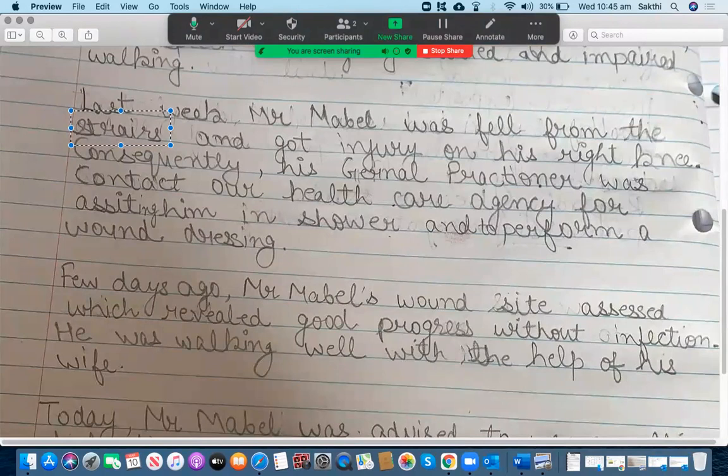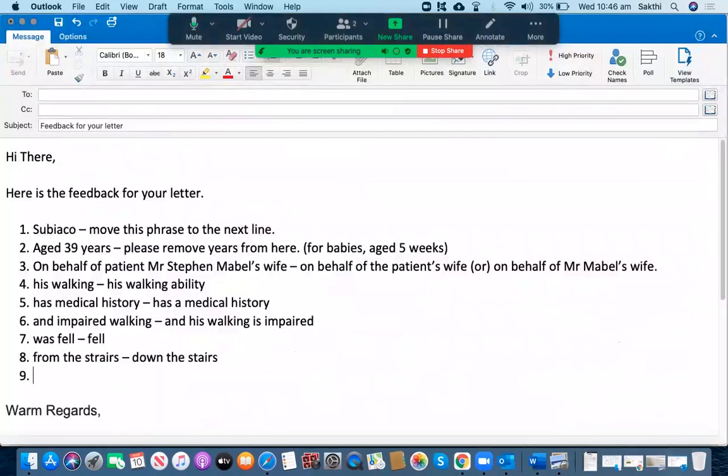You can see that here. And got injury on his right knee. Okay, that's good. Consequently, his journal. Okay, it's not journal. That's wrong. His GP, general practitioner, was contact. Oh, no, that's wrong. His journal. Okay, spelling mistakes.